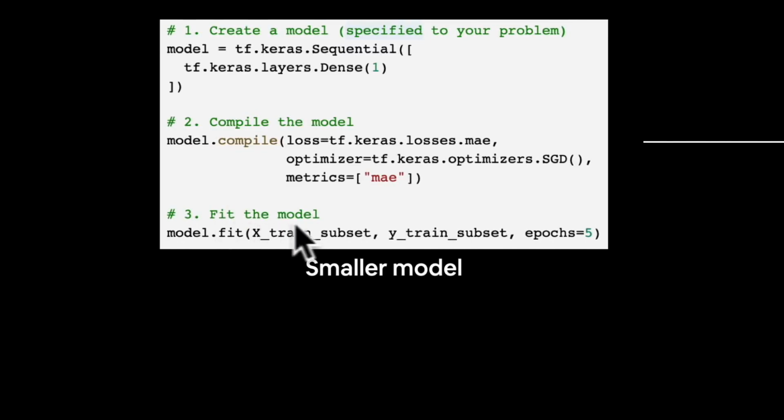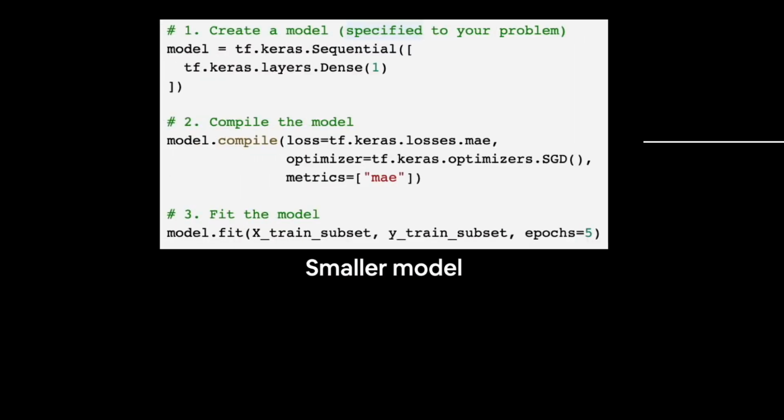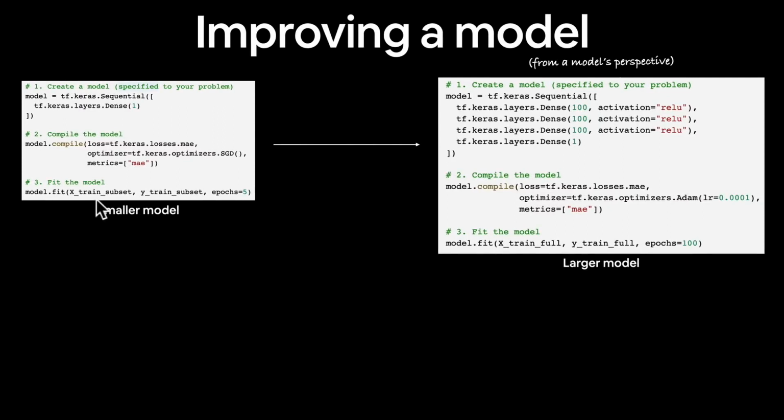And now finally, in fit the model, we see here, we've got fit X-train subset, Y-train subset, whereas here we've got X-train full, Y-train full, and epochs equals 100 versus epochs equals 5. So what you'll often do with your data sets is split them into a subset, say for example, 10% of your training data, rather than the full data set. So you can run many smaller models to make sure that they work before upgrading to a larger model. Because this larger model here may take more time to run or time to figure out patterns in the data set than our smaller model.